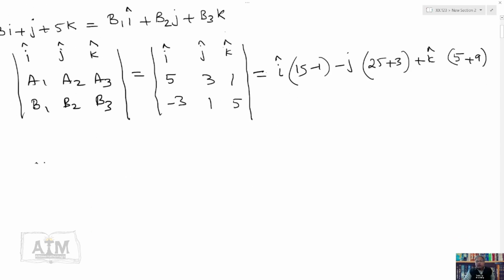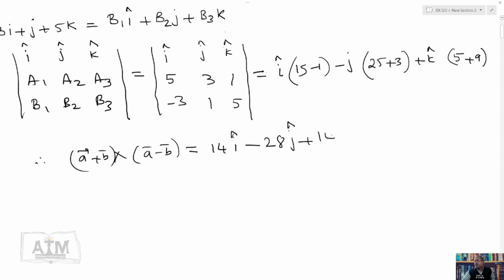Therefore, a plus b cross a minus b equals 14i minus 28j plus 14k. This is the required solution.